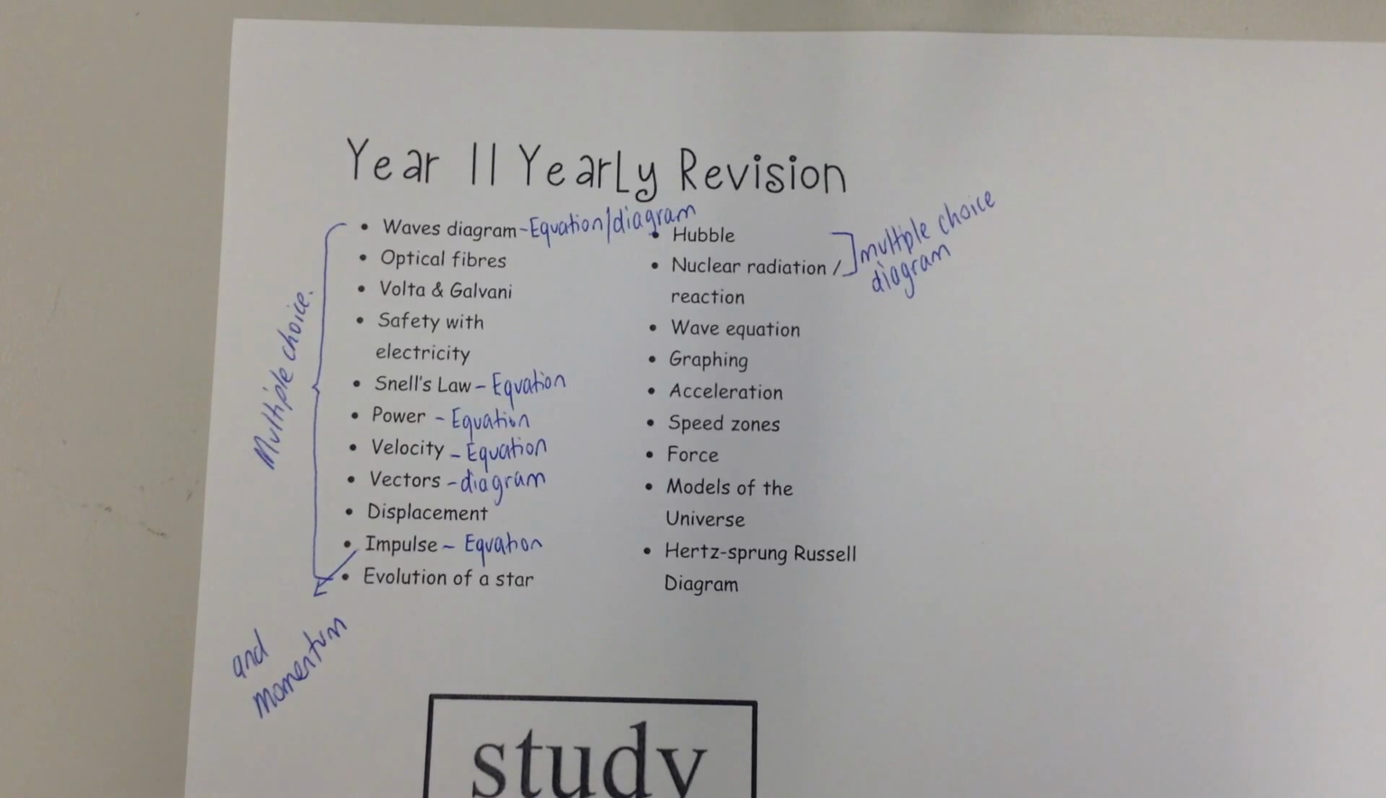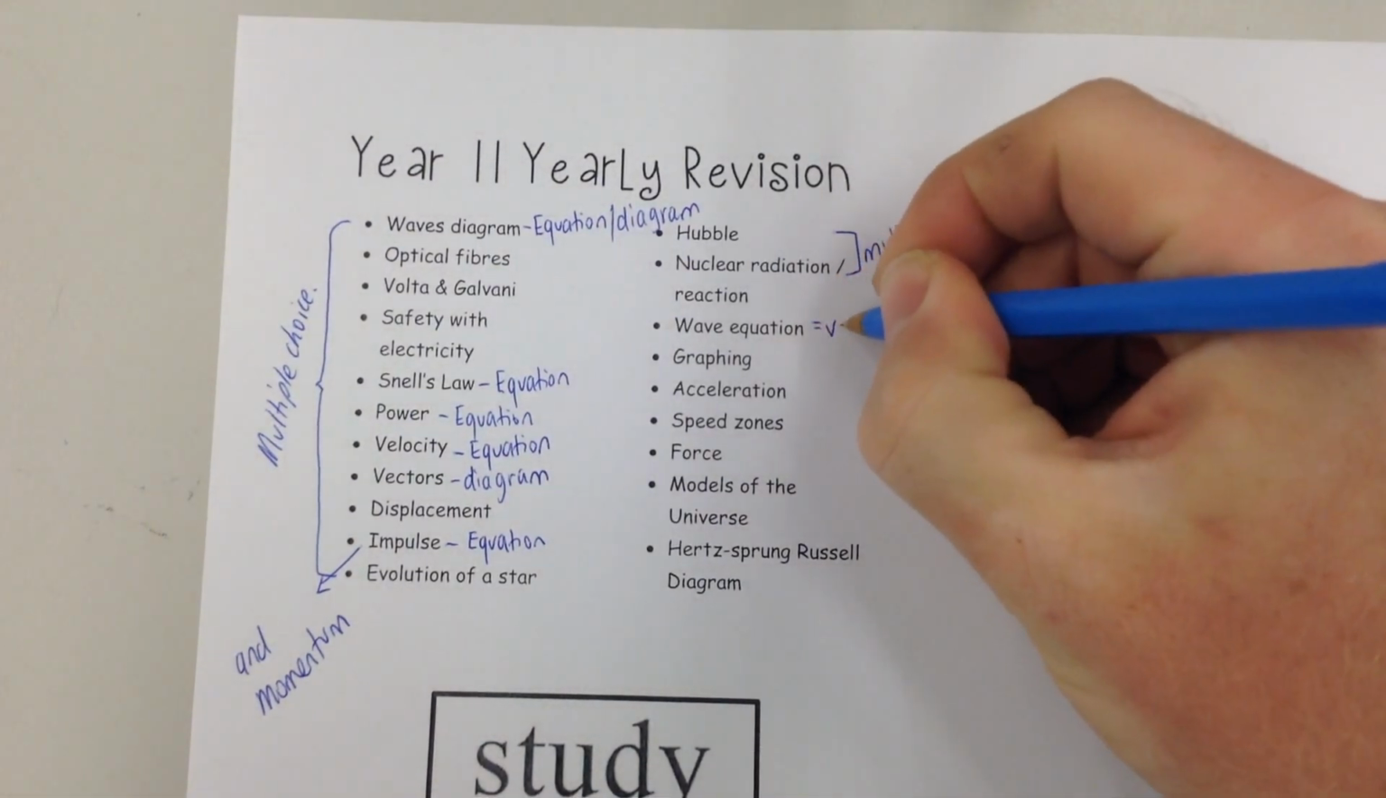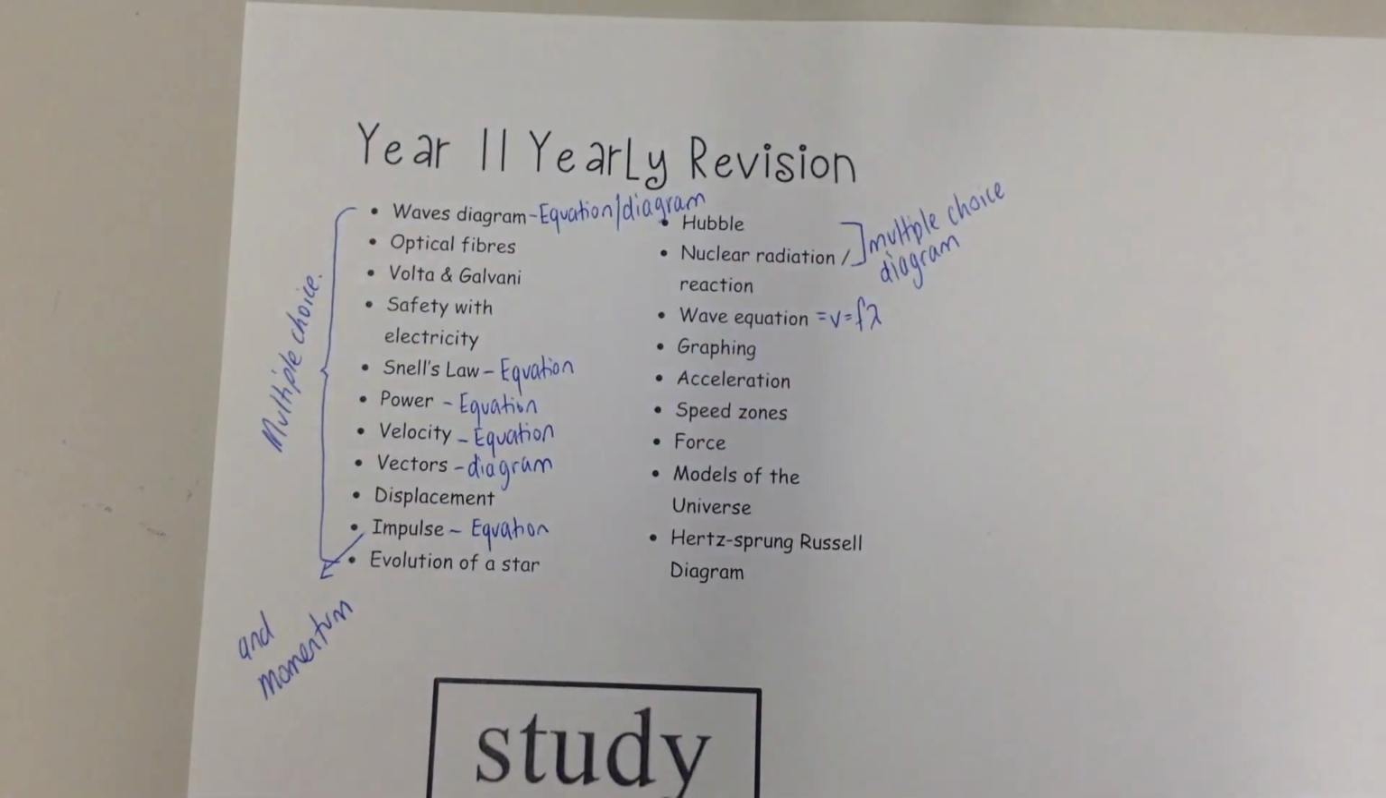So, wave equation is the mathematical formula, which is v equals f lambda. You really do need to know that equation. So that one there, I talked about in term 1. If I were to give you the practice paper on Friday, or Thursday, could you get it by Monday? Yep. Okay, cool.